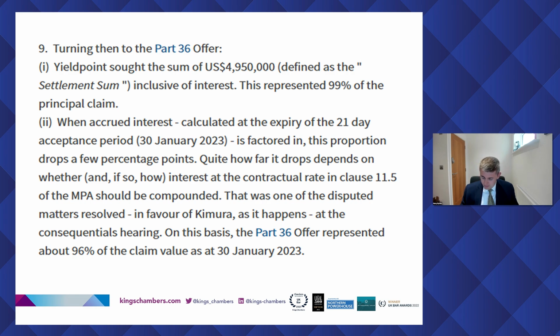Now, the judge in the yield point case essentially said, no, this is not a genuine attempt to settle the proceedings, and basically found it was unjust to apply the Part 36 consequences. So is that an authority that we can point to, that anything in or around 96% will not be a genuine attempt to settle? No, it's not. Unfortunately, that would be far too straightforward.